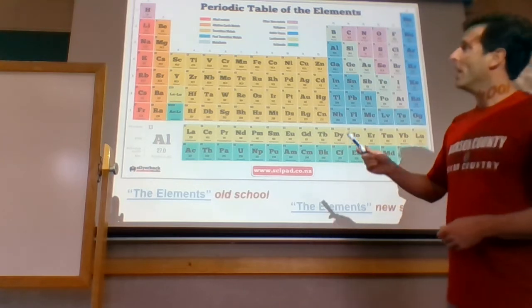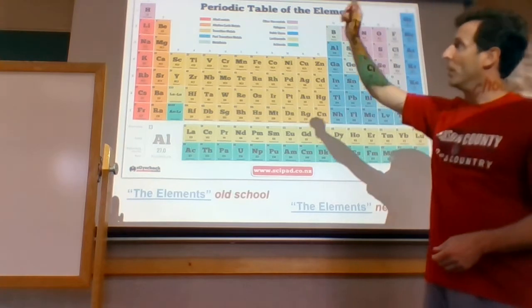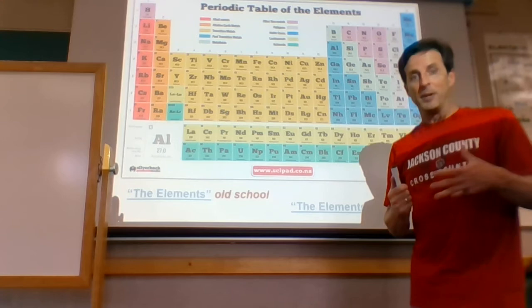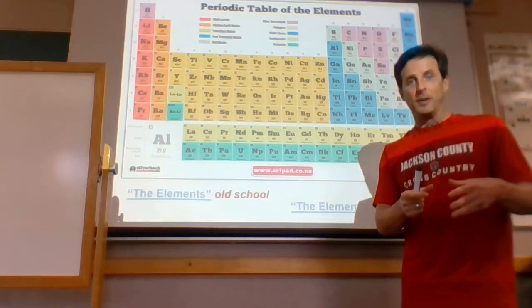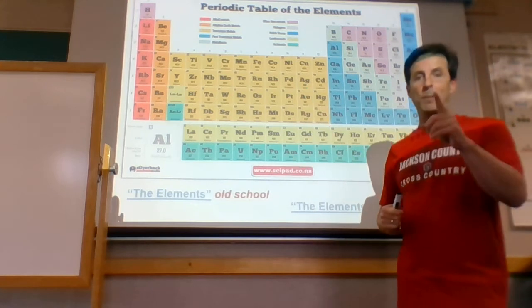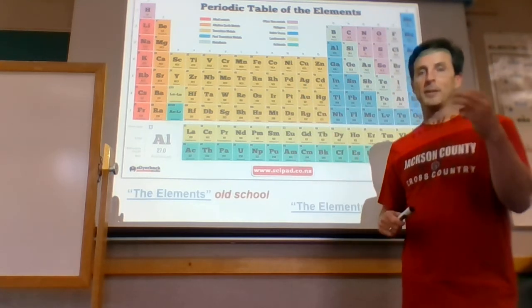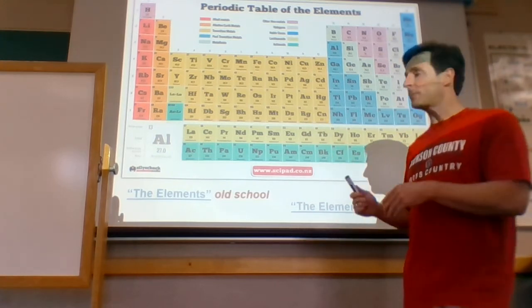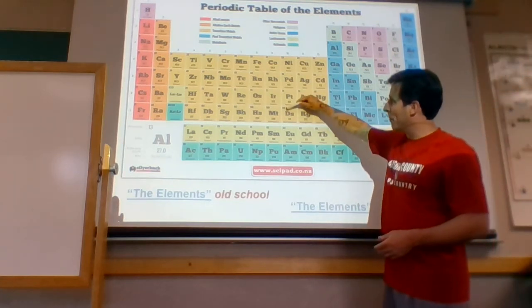So first of all, the order of the elements: hydrogen's number 1, helium's number 2, lithium's number 3, beryllium's number 4. The atomic number is the number of protons in an atom of that element. So hydrogen atoms always have 1 proton. Helium atoms always have 2 protons. Lithium atoms always have 3 protons. That's the order that the elements are listed. It's very important.